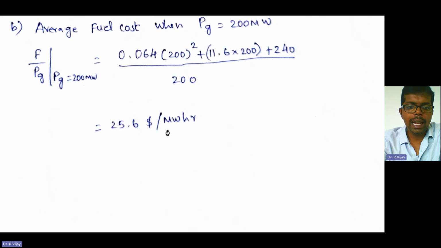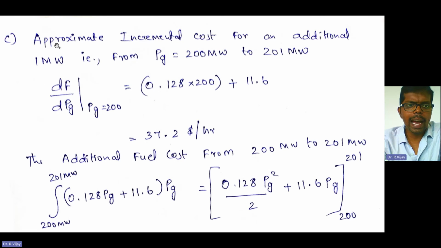Next, what they asked is to determine the approximate incremental cost for an additional 1 megawatt, that is from PG equal to 200 megawatt to 201 megawatt. So what is the approximate incremental cost that we need to find out for PG from 200 megawatt to 201 megawatt?